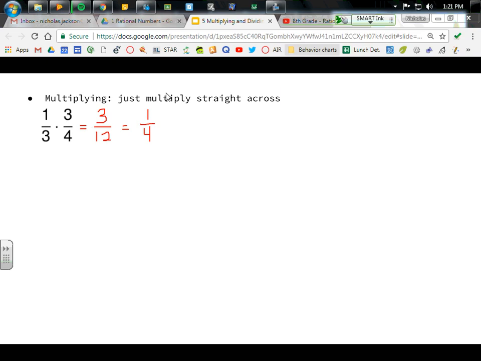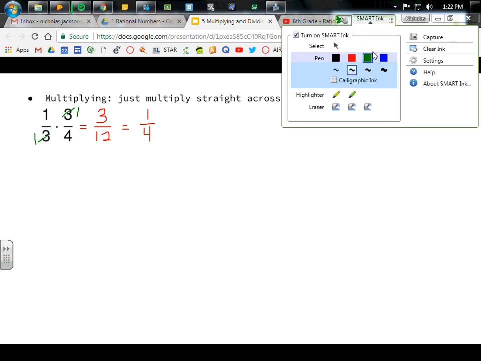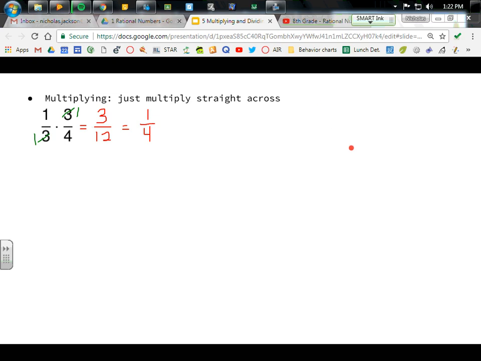Another option we could have gone with is to simplify before we multiply across. Both of these fractions are already in simplest terms, but you can also simplify diagonally when you're multiplying and dividing fractions. So 1 and 4, we're not going to simplify. 1 can't be simplified any further, but 3 and 3 can simplify. Obviously, we can divide them both by 3, and we would get 1 for both terms. Then we would just have 1 times 1, which is 1, and 1 times 4, which is 4. I personally like to simplify before multiplying, but not a lot of kids always agree with me. All right, so there's that.